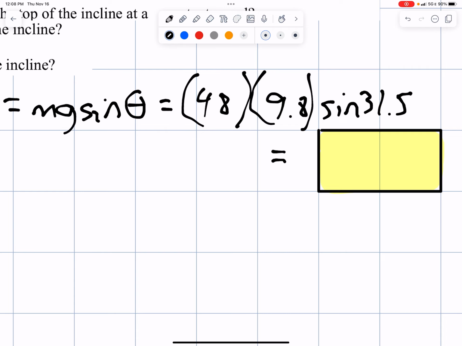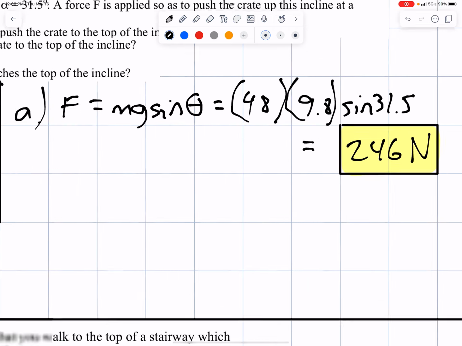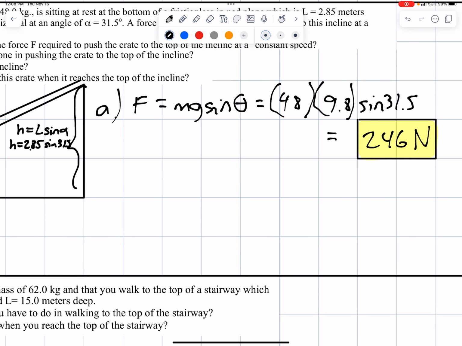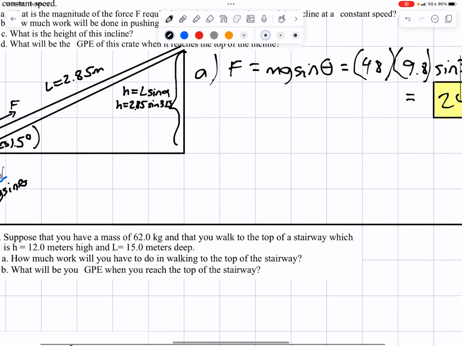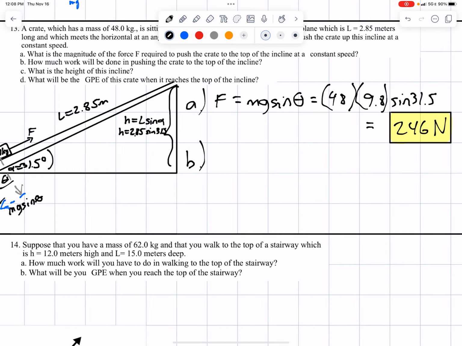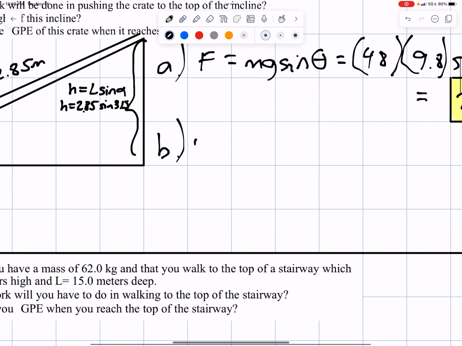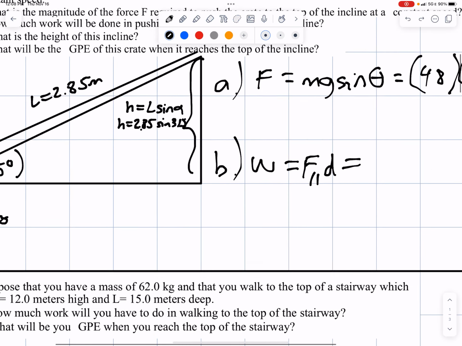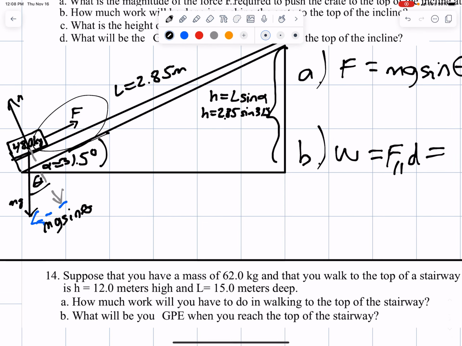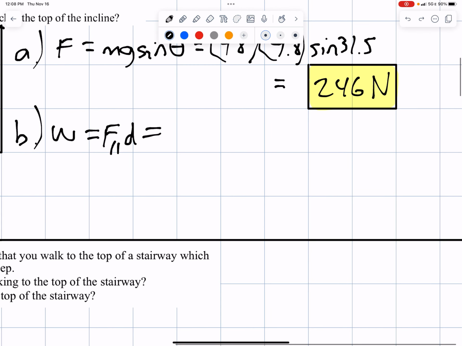Okay, if you did this right, you should be getting about 246 newtons of force. Okay, now part B, we're looking for the work to push it up the hill. So work is equal to a parallel force times distance. Well, the parallel force, if you can see, is the force that's parallel to the incline. It's the force pushing it uphill.